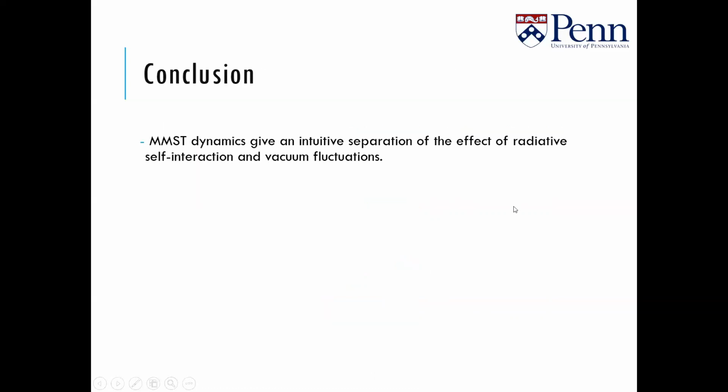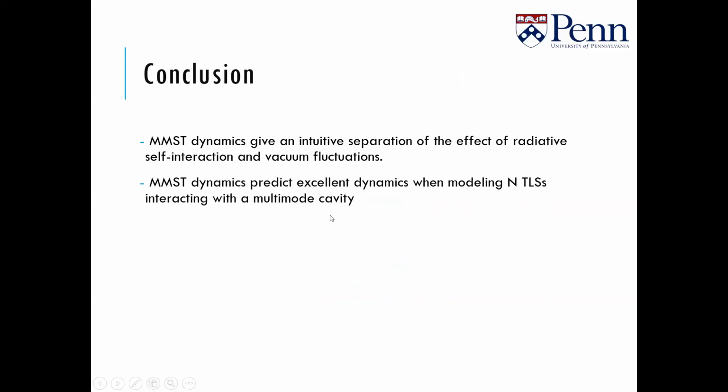In conclusion, in this talk, we use MMC dynamics to study a simple cavity QED scenario when we have n two-level systems coupled to a multimode cavity. And we find that MMC dynamics can give us an intuitive separation of the effects of radiative self-interaction and vacuum fluctuations. Moreover, MMC dynamics can also predict excellent quantum dynamics when we model the collective emission of n two-level systems. Yeah, that is this talk.